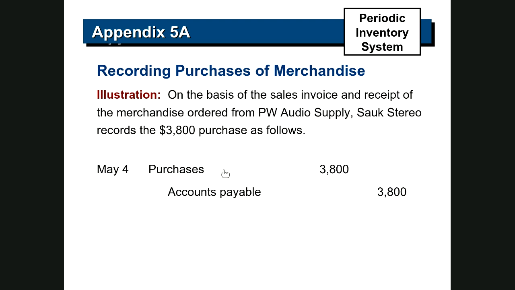When we buy, we debit purchases and we credit accounts payable instead of inventory, right? Instead of recording a debit to inventory, we debit purchases. When we did the perpetual inventory, we debited inventory and we credited accounts payable. We just did it an hour ago, you remember, right? You don't remember, it's in the video. Okay?